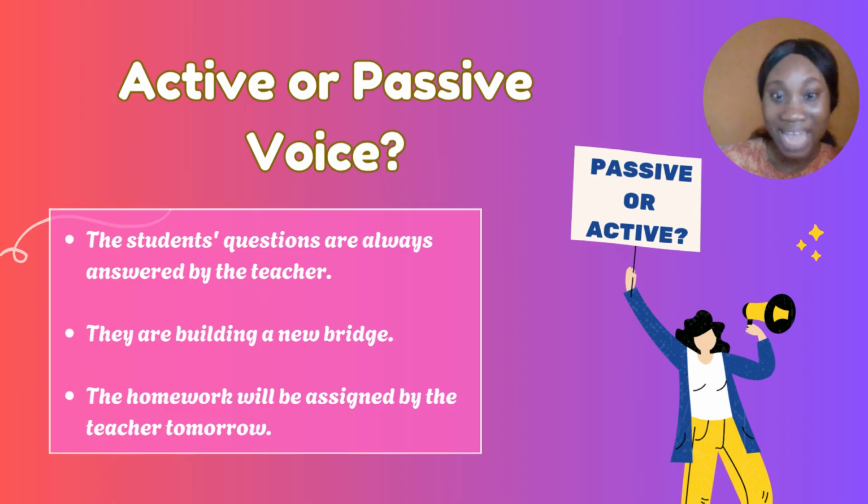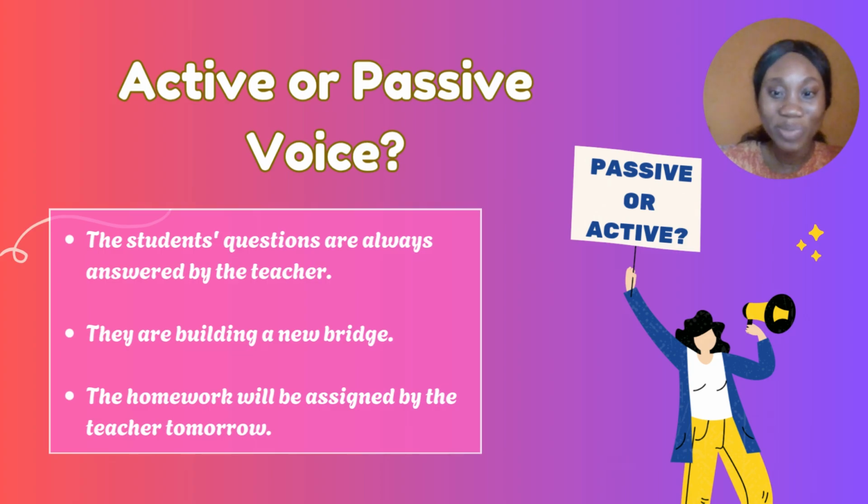The second one: they are building a new bridge. Now, who is building a new bridge? They. I mean, a group of people. They are the ones building a new bridge. Now, is they at the beginning or at the end of the sentence? So that helps you to know which is active or passive voice.